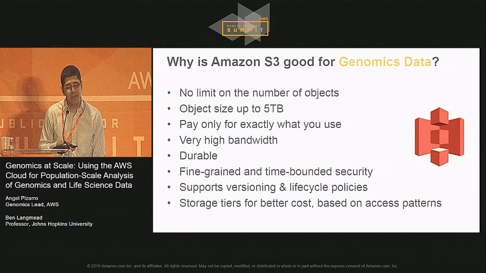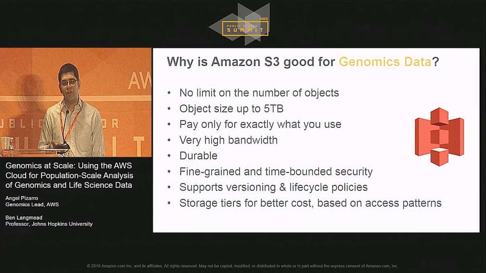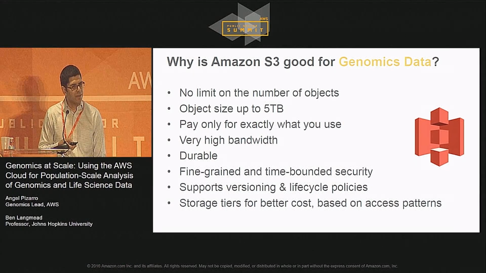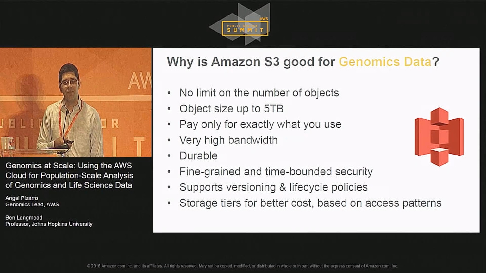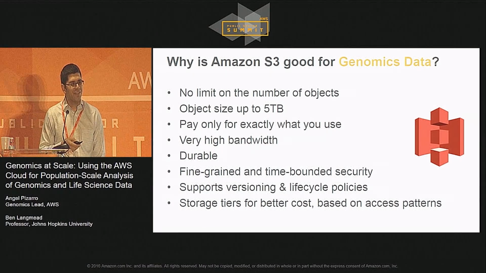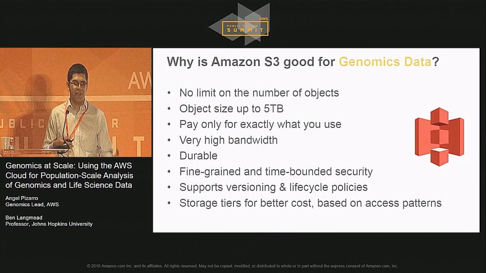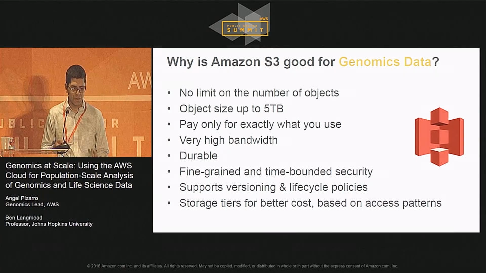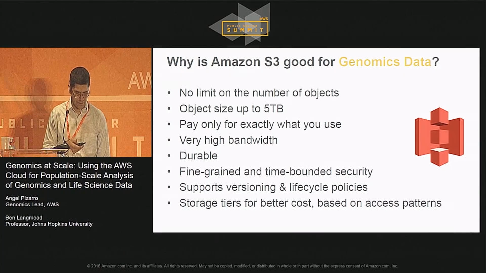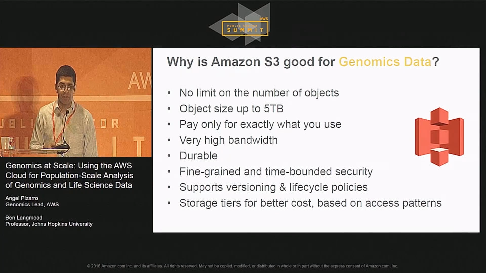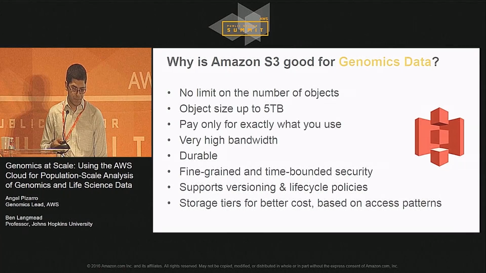You can have object sizes up to 5 terabytes. I was talking with somebody the other day that received a 30, no, it wasn't 30 terabytes, it was a 30 gigabyte VCF file. I mean, that's a giant set of genome information. They couldn't work with it in Excel. They couldn't work with it in a lot of different frameworks. They needed to transform it into something else. It's very high bandwidth, a horizontal bandwidth. It's durable. It has fine-grained access controls, and there are a lot of other reasons you want to use S3 for genomic data.